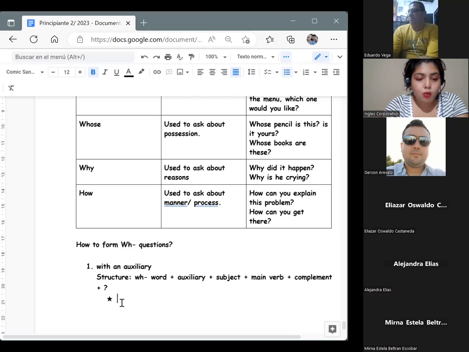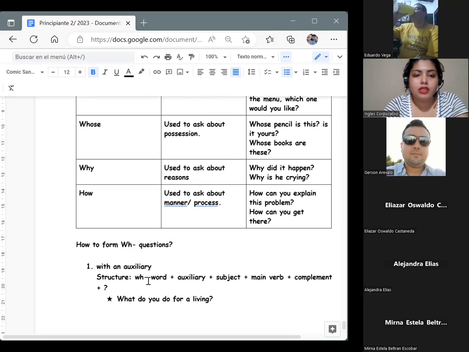Following this structure, what do you do for a living? What do you do for a living? Esa es la estructura. Y estamos siguiendo WH word, auxiliary, subject, main verb, complement, and question mark. Ahí tenemos ya todos nuestros elementos de la estructura. Siguiendo las estructuras, se nos va a hacer mucho más fácil crear oraciones o preguntas, porque ya tenemos la base que vamos a utilizar para hacer nuestras oraciones y nuestras preguntas.